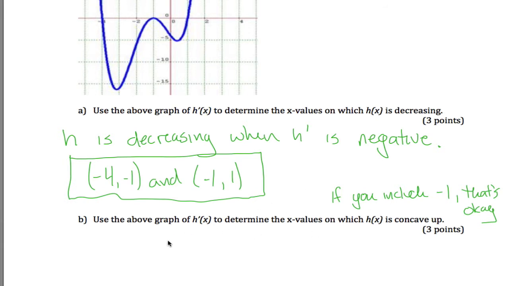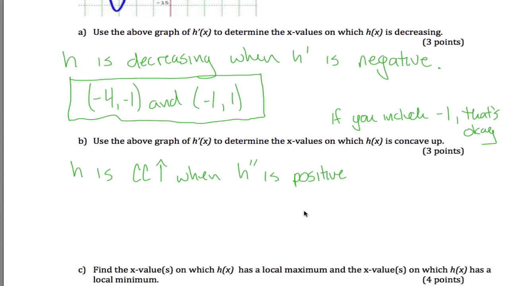Now it says, when is h concave up? h is concave up when h double prime is positive. That is, in other words, not "or", because that makes it sound like either of these things can work. I'm going to say, in other words, when h prime is increasing.